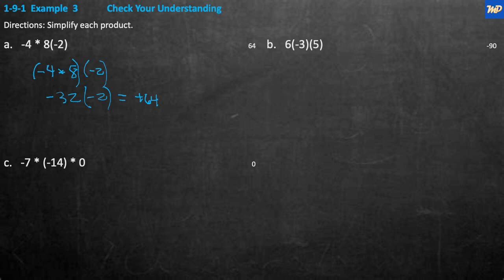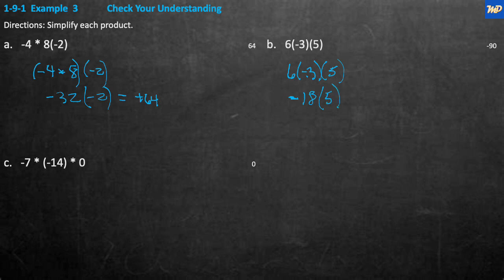Okay? B. We're going to take these and multiply them from left to right. So 6 times negative 3 times the quantity 5. And when we do this, we're going to have 6 times negative 3, which is negative 18. And it's negative because we have a negative and a positive. Opposite signs make it negative.